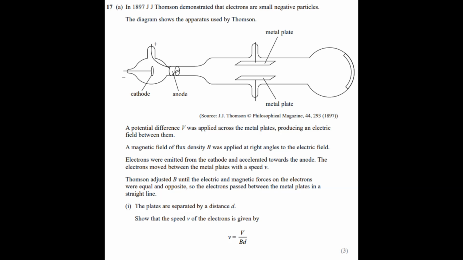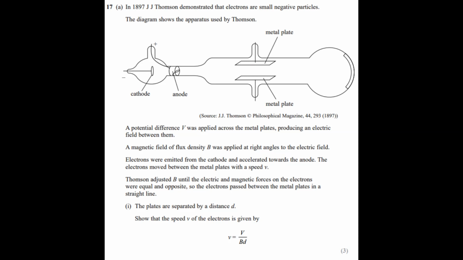A potential difference V was applied across the metal plates, producing an electric field between them, and a magnetic field of flux density B was applied at right angles to the electric field. Electrons were emitted from the cathode and accelerated towards the anode. The electrons moved between the metal plates with a speed v.